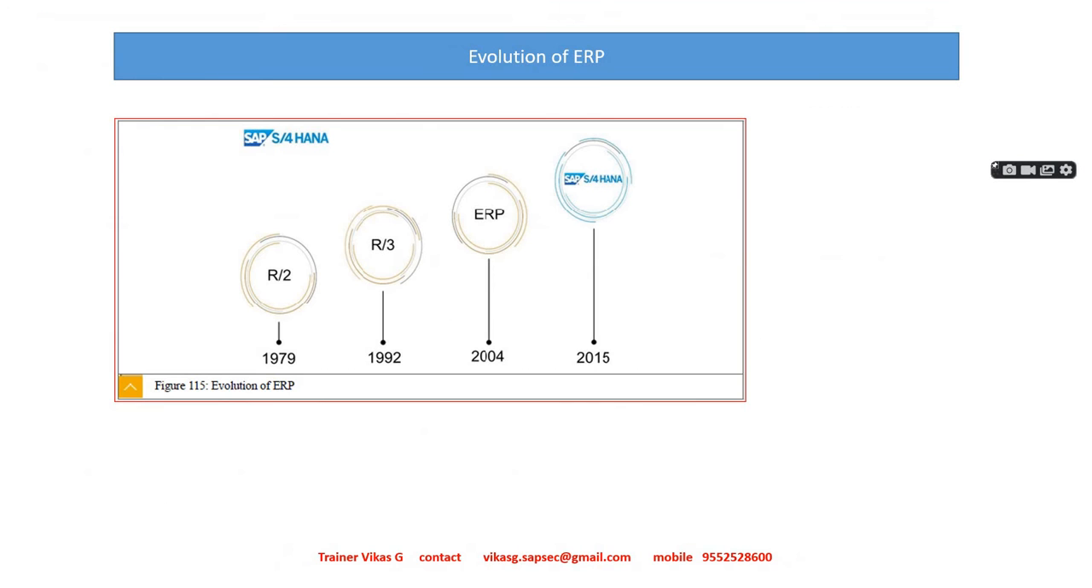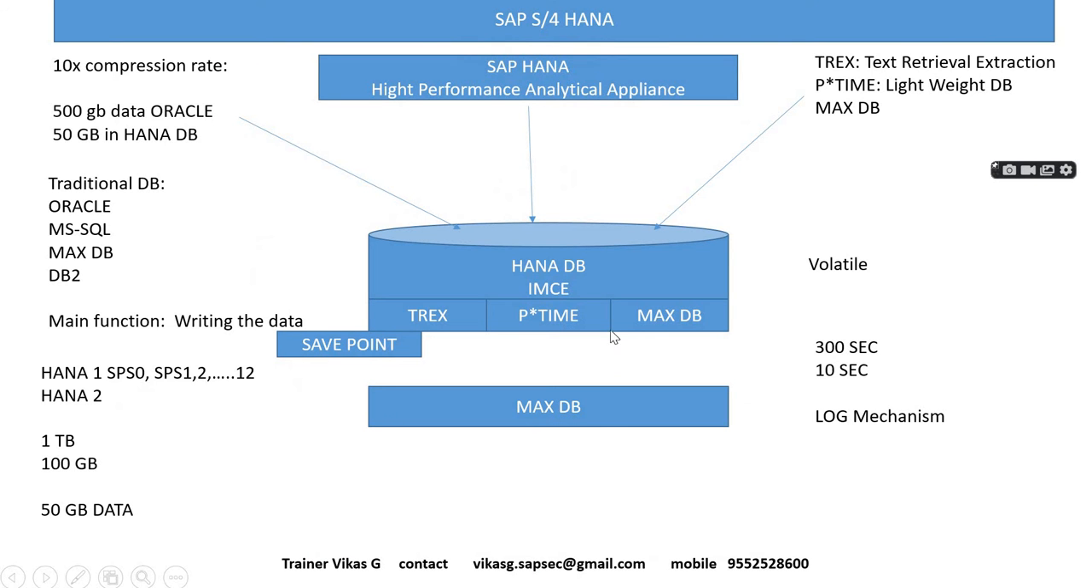Okay, then we talked about a little business history: R2, R3, ERP, and S4 HANA. S4 HANA came in 2015. And then a little bit about the basic structure of SAP S4 HANA. SAP S4 HANA has a presentation layer, and to install SAP S4 HANA, it is mandatory to have HANA as the database. Only on the HANA database can we install S4 HANA.